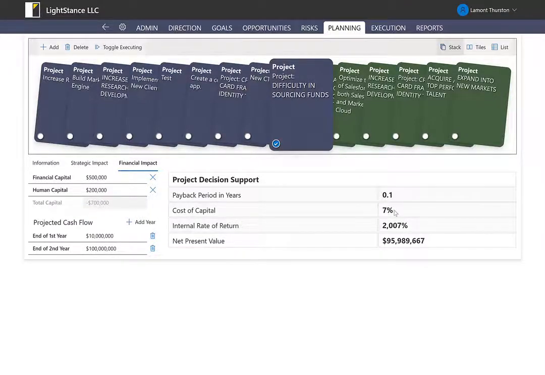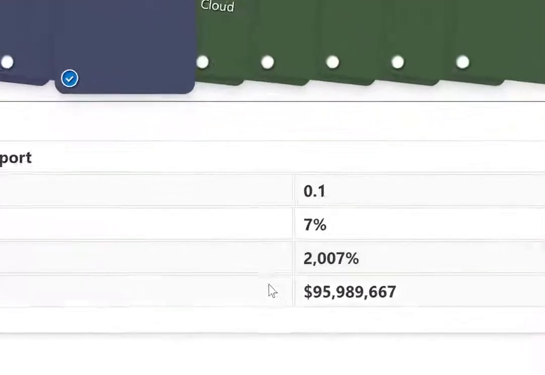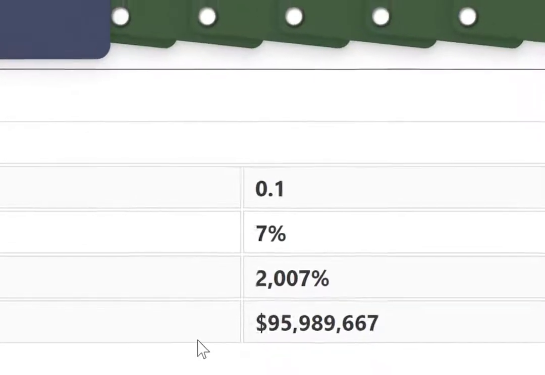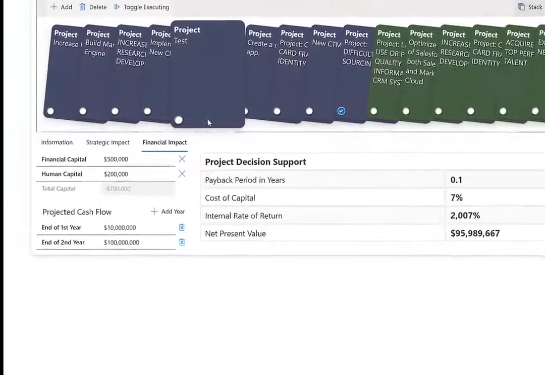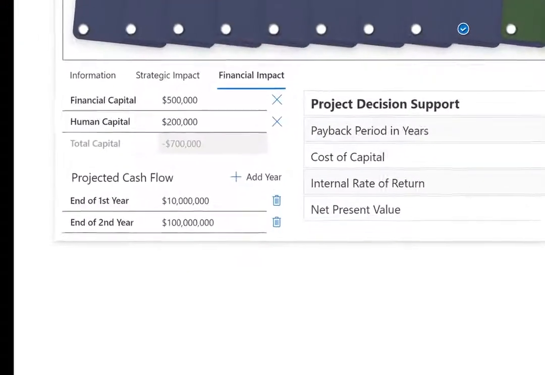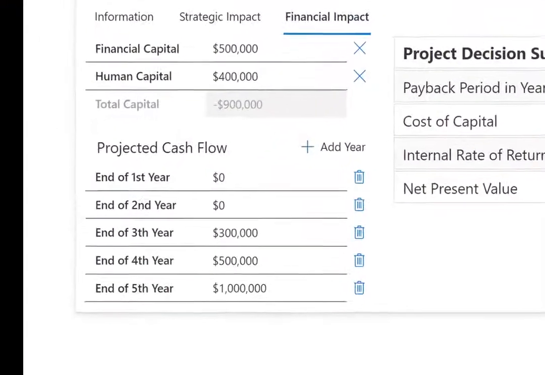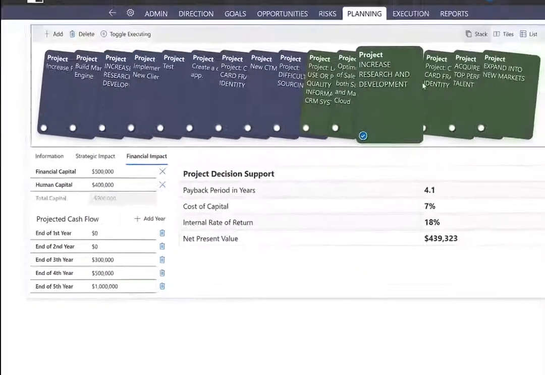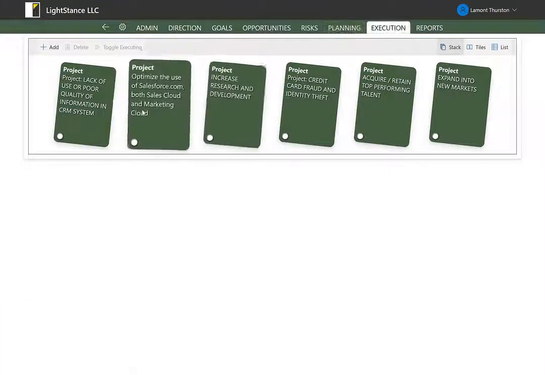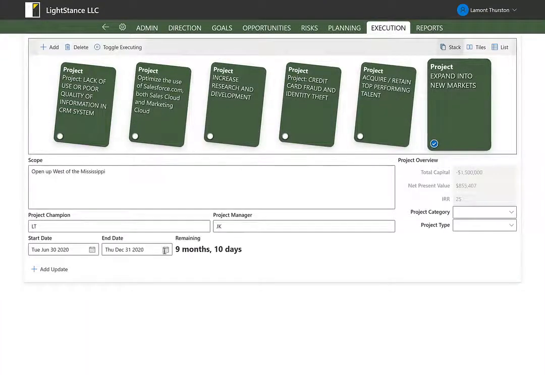So what does it cost us to borrow, and what would the potential return be for financial success, and how long will it take us to get our money back? So how does each project stack up versus the others in terms of getting to the execution and deciding, okay, we're going to move forward.